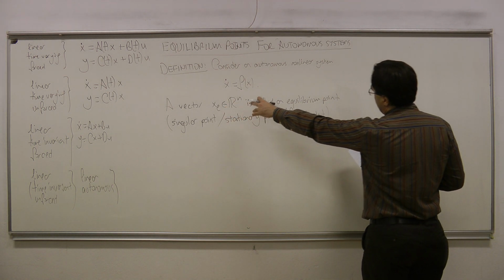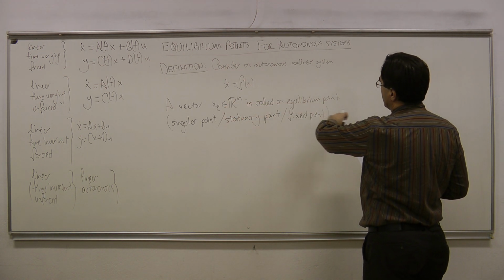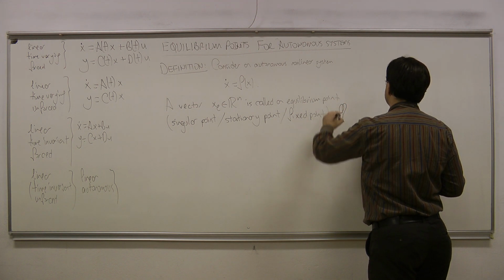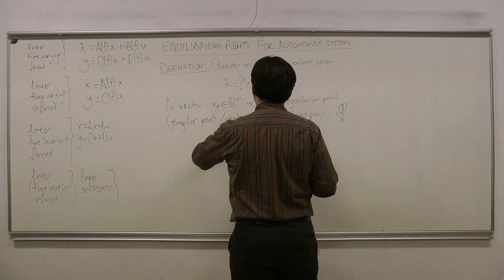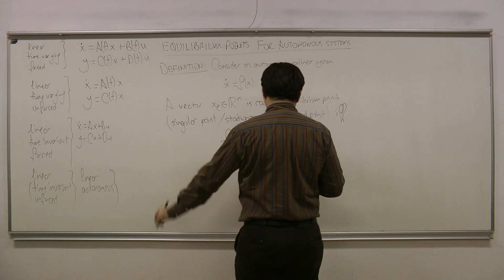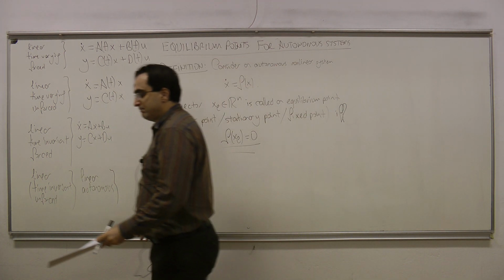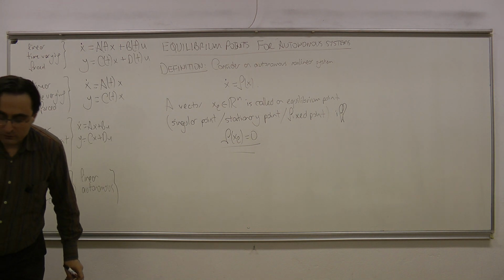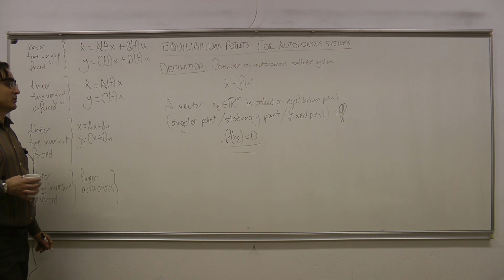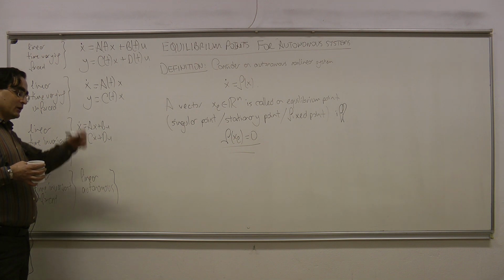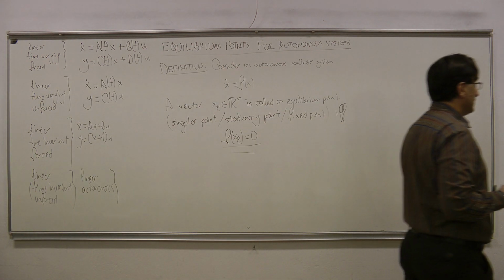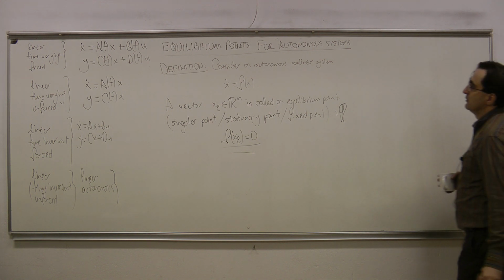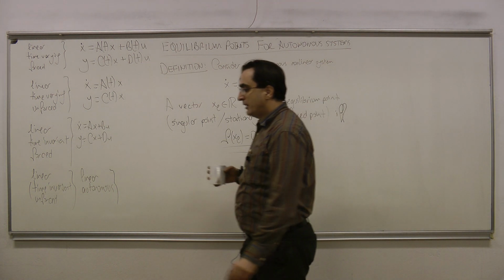A vector xe in Rn is called an equilibrium point if and only if, this is my definition, f of xe is equal to 0. So if the right-hand side is equal to 0 at that point, then we call that point an equilibrium point of this system. All right?